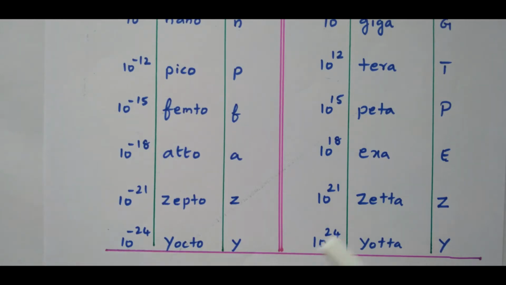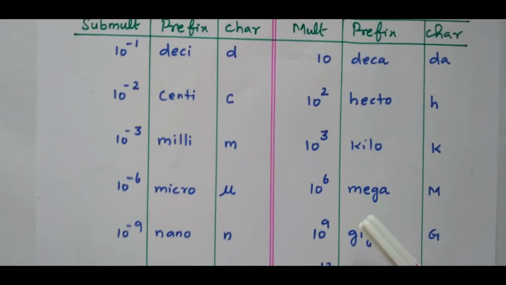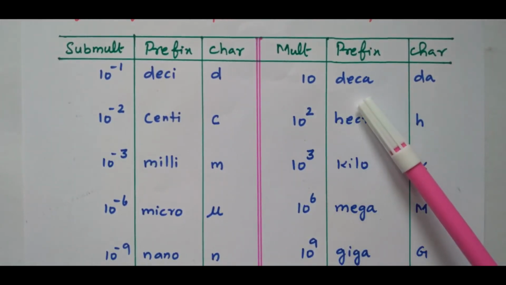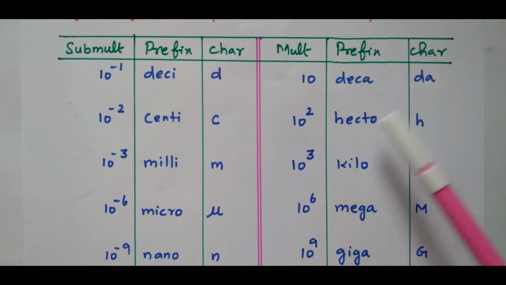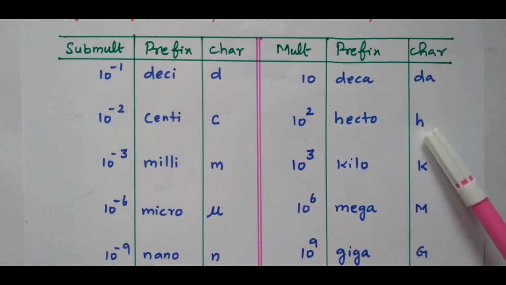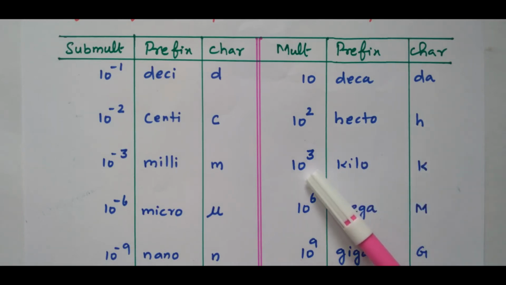Similarly, the positive multiples are also available. 10 to the power 1 means deca, da. 10 to the power 2 means hecto, h. 10 to the power 3 means kilo, k. 10 to the power 6 means mega, M. So these are all multiples; previously we did submultiples.